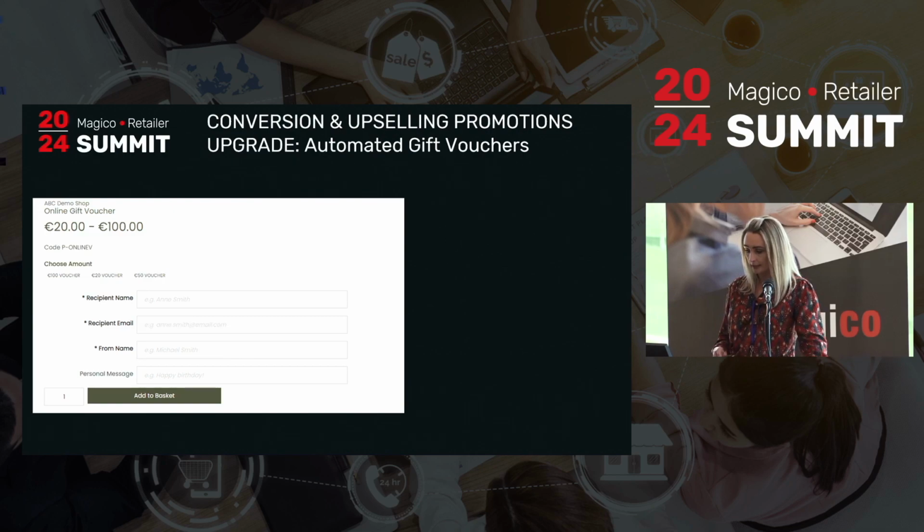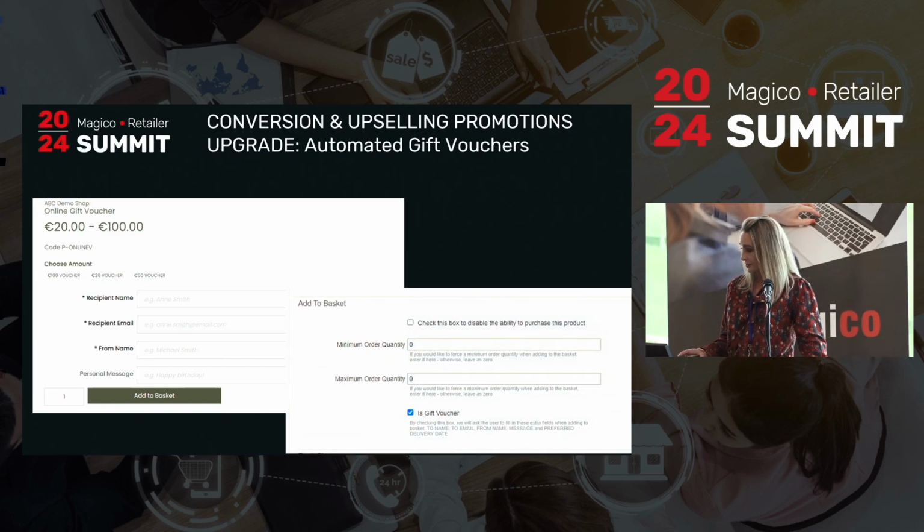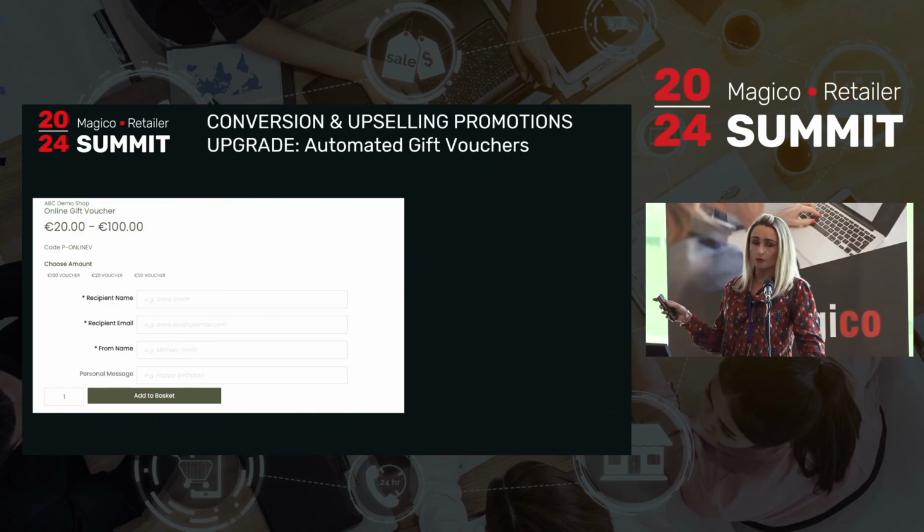So you can actually see here on the screen in the back end, there's just a checkbox at a product level where you can tick a box to say, is gift voucher. When you do that, it displays all of those fields automatically on the product detail page. So you can capture the recipient's name, the recipient email, the from name, personal message, and there's also preferred dates there as well. In the back end of the site then, we can automatically send the gift voucher to the customer, or you might want to manually trigger that as well. So lots of capability there.